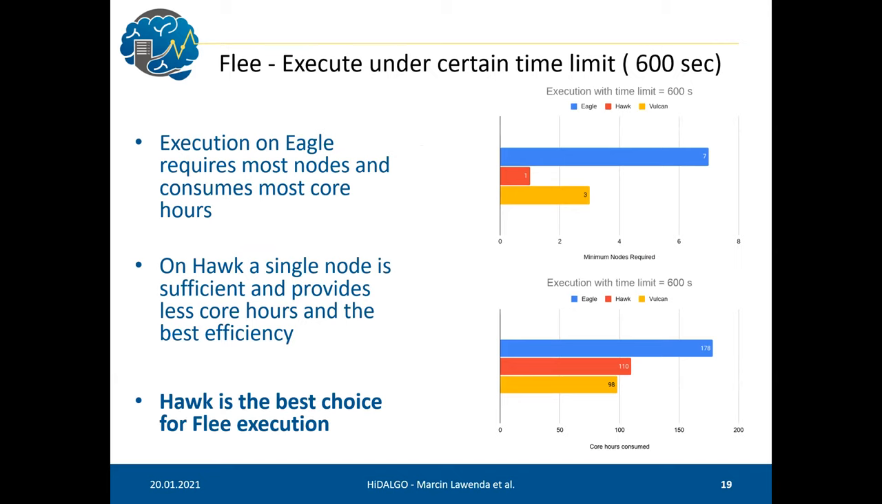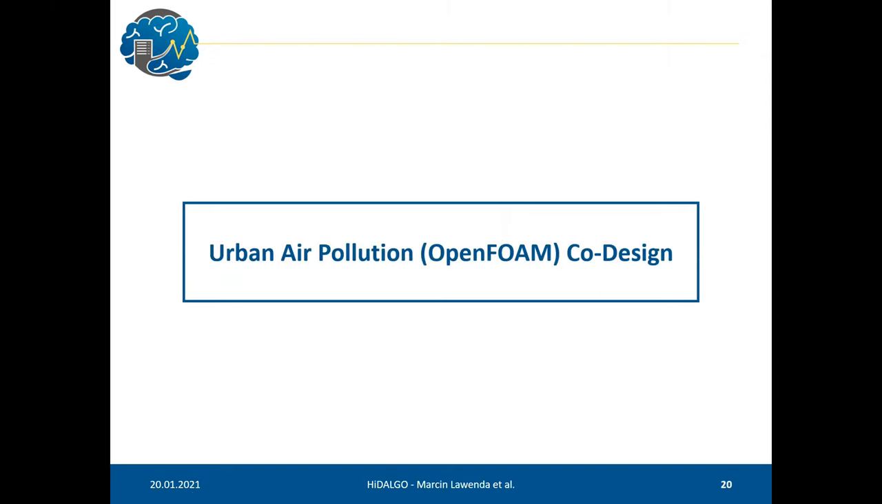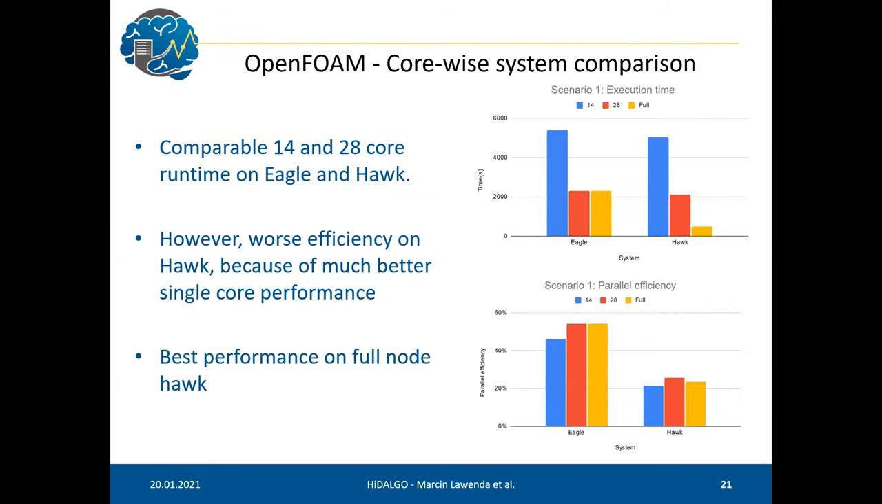In the third scenario, where we are dealing with this limited amount of time, on this slide we present how many resources are required to execute a certain amount of jobs. So as you see, for the Eagle, we require the most nodes, like 7. For the Vulcan, 3 nodes, and the same job can be executed with only one node on the Hawk. And of course, the conclusion could be only that Hawk is the best choice for this execution, which is natural.